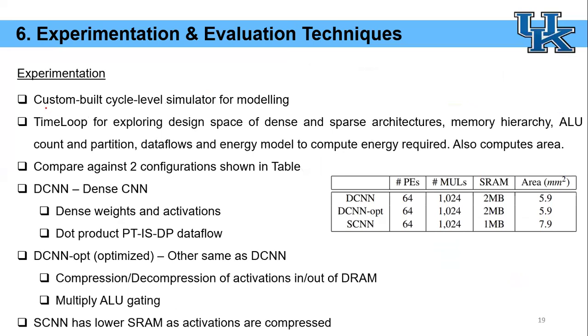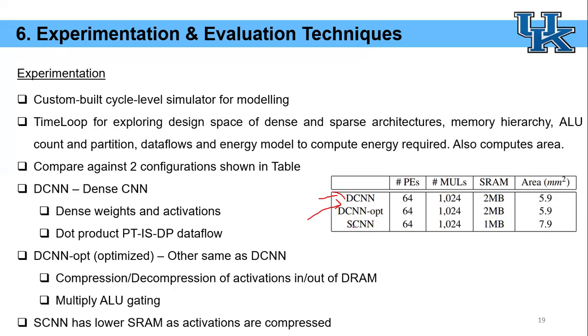For the experimentation, they designed a custom-built cycle simulator and also used Timeloop, which models the memory hierarchy, the dataflow, the energy, and the area as well. They use 3 different architectures. The first one is the DCNN, the dense CNN, which uses both dense activations and weights, and the dot product is used for this. Then they used a DCNN-opt. It is the same as DCNN, but the additional part is that just before sending data to the RAM and before retrieving data from the RAM, they compress the activation values. They also did some gating for the multiplication.